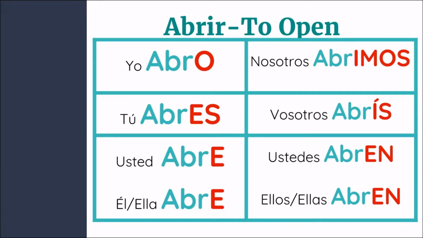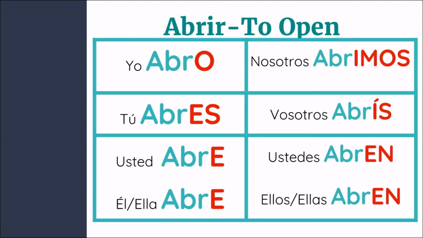It's the same with tú abres. Now, if you remember from the last episode, ES is actually the ending for ER verbs as well. Less stuff you have to remember? That's even better. Usted, él, ella are all conjugated as the same thing. You just add an E after you take off the IR. Abre.